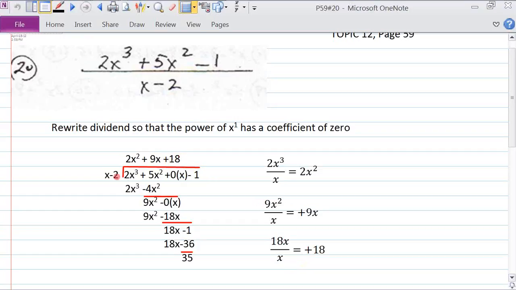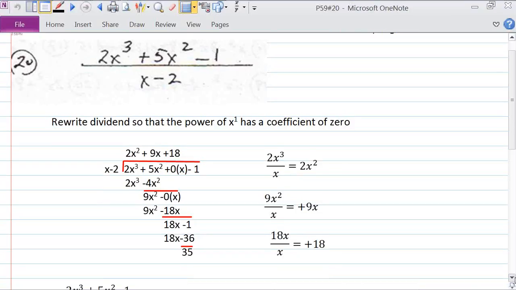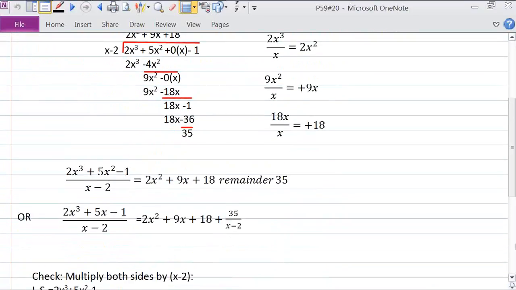Now I'm going to multiply 18 times x. Gives me 18x. I'm going to multiply plus 18 times minus 2. Gives me minus 36. I'm going to subtract 18x minus 18x, so I get 0 here. And minus 1 minus minus 36 becomes plus 36. 36 minus 1 becomes 35. And so that is now my remainder.